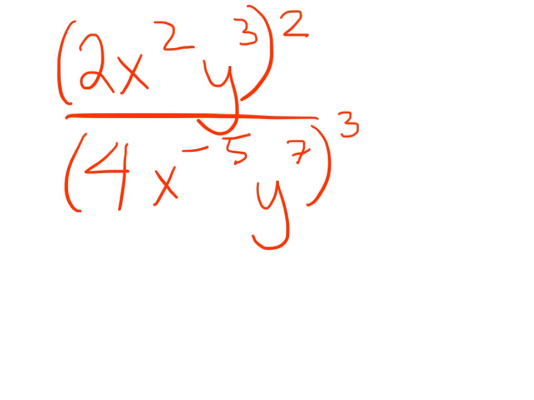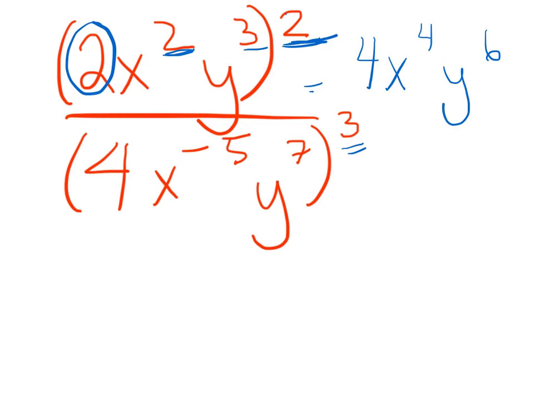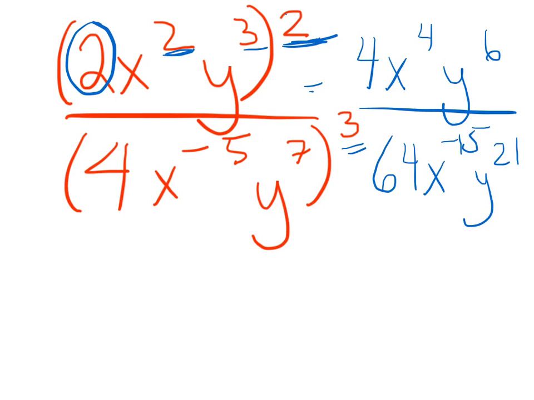The last one here is I'm going to simplify, and I'm going to have to remember that everything is being raised to my exponents out here. So I get 4 because of 2 to the second here. And then I get x to the fourth because I'm taking an exponent and raising it to an exponent, so I'm multiplying. And now I have y to the sixth, all over. I have 4 to the third. I know that's 64. I have x to the negative 15th. And then I have y to the 21st.